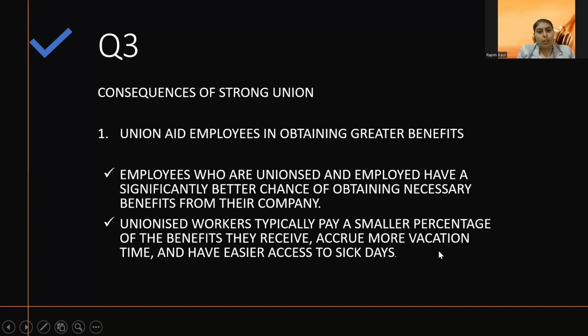Okay, for question 3, my name is Rajvin and I'll be presenting question 3, which is: what are the consequences of strong and weak unions? Let's see the consequences of a strong union.